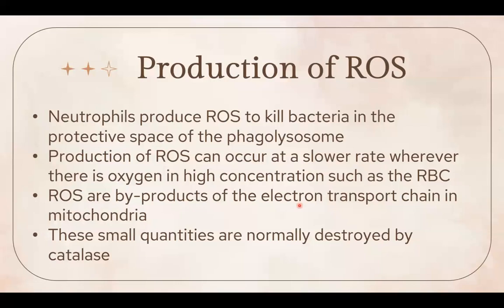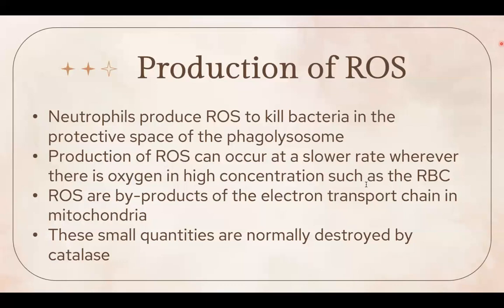ROS are also a byproduct of the electron transport chain in the mitochondria. And we'll look into that in just a second. I'll show you what that looks like. But here we're just going over how ROS is produced and why it's important. So look, it's produced not just by the WBCs, but also RBCs, also mitochondria. And one very important thing that we need to remember is that when you have a reperfusion injury, ROS are the main thing causing the reperfusion injury.